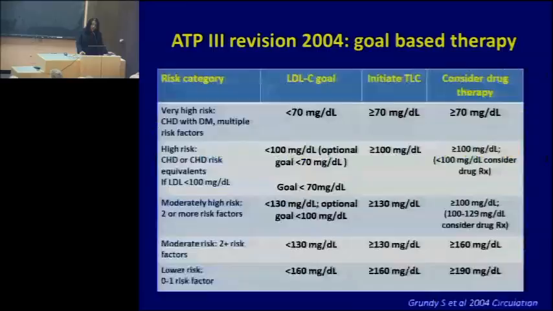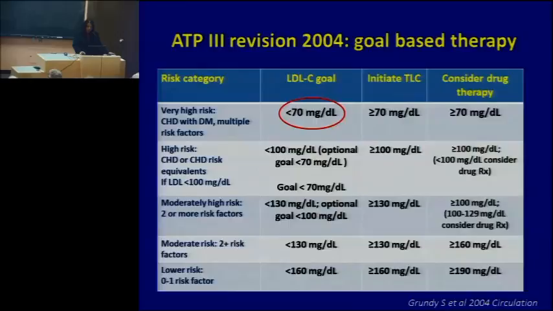So the standard of care until recently was goal-based therapy. To remind you, here in this table, for the very high-risk individuals, we aimed for an LDL goal under 70 milligrams per deciliter. And for the individuals at lower risk, the numbers we shot for were about 130 to 160.